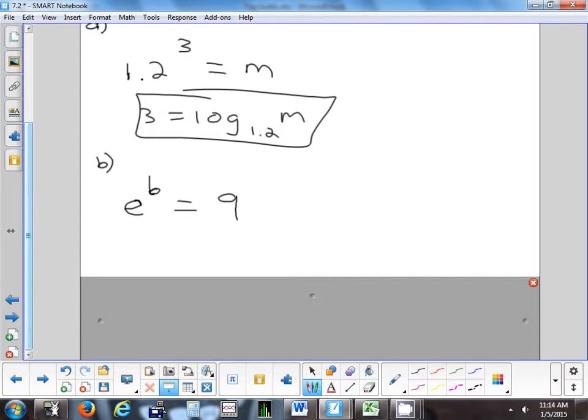Let's try that one. e to the b equals 9. Okay, first thing I'll do, write down the word log. Okay, Josh, what's going to go by itself here? 9. So logarithm always equals what? The exponent. What's the exponent here? B. Yep, it's a b.